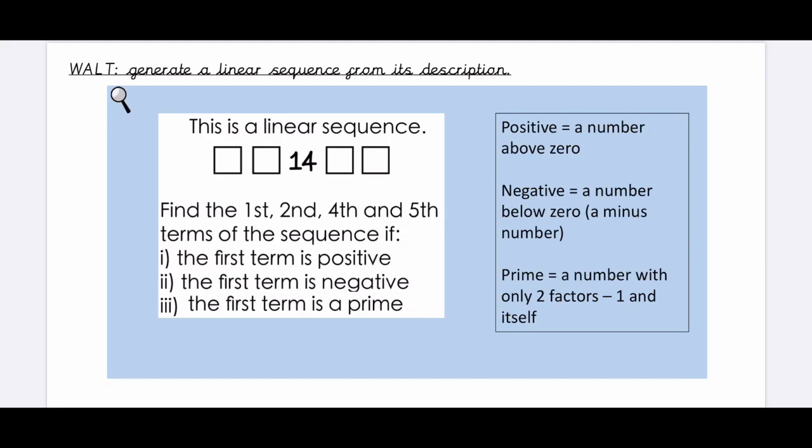After that, it says the first term must now be a prime number. So the sequence has to start with a prime number. Then you need to work out what the second term could be. Then the third term must be 14, and then what the fourth and fifth terms would be.